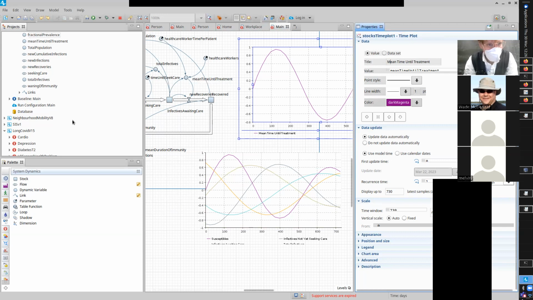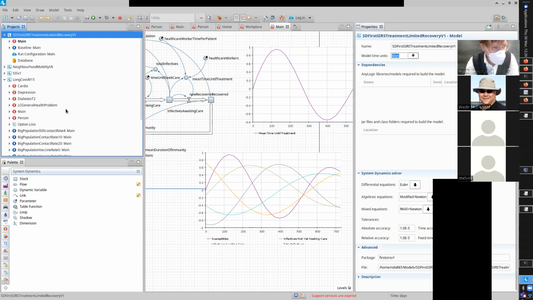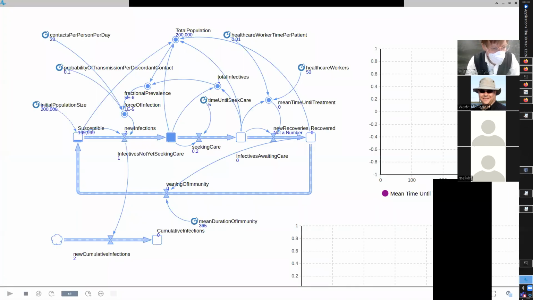Okay, so here we go, ladies and gentlemen. Let's make sure it builds. Let's make sure it runs. And we can then start to experiment with it. So how do you think having some time required until they seek care will affect the dynamics of this model, and how do you think this generally?